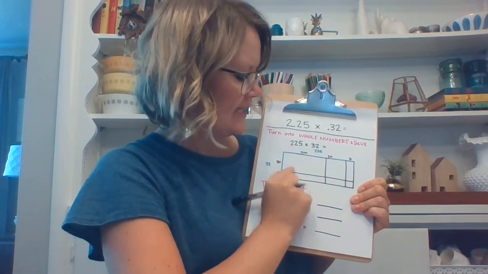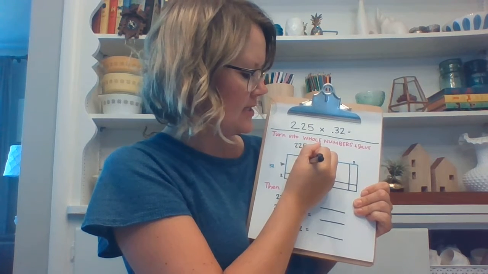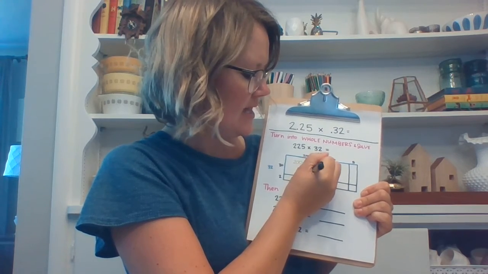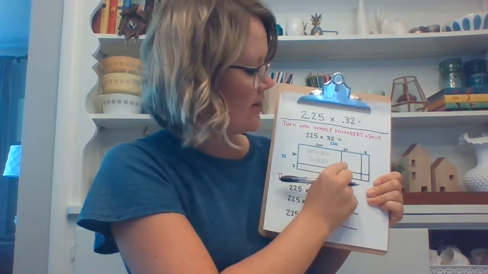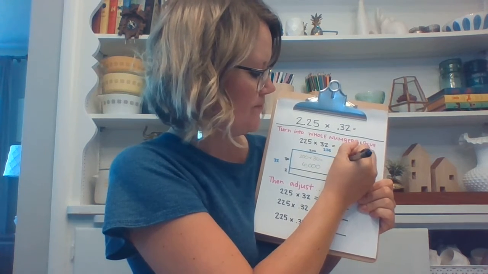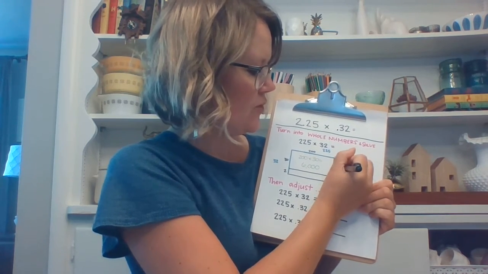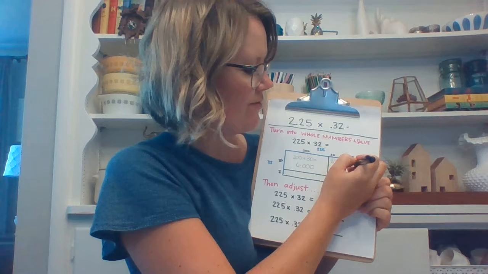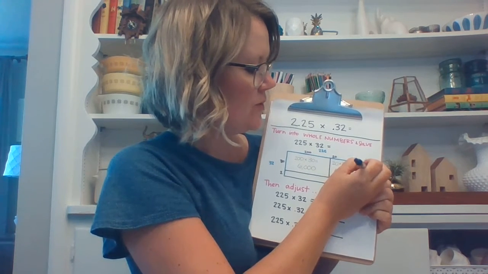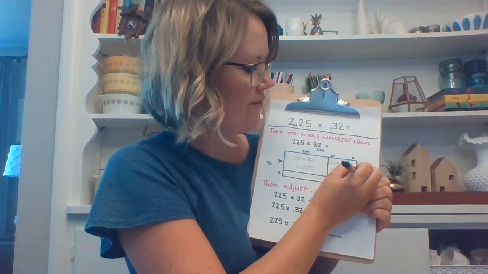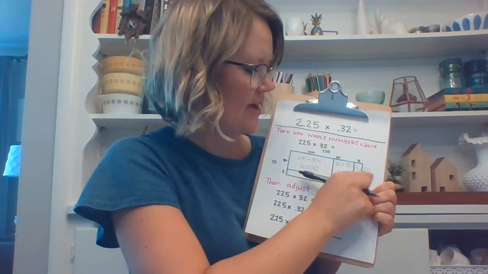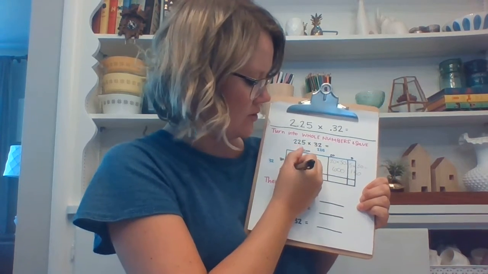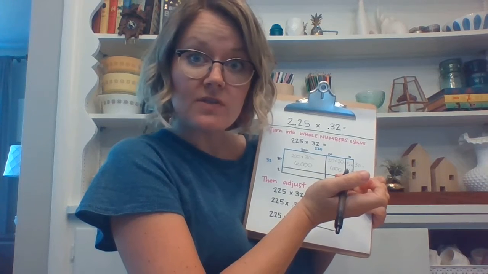So the area of this inside section would be 200 times 30, which would be 6,000. The area of this section would be 20 times 30, which would equal 600. The area of this section would be 5 times 30, which would equal 150. Okay, so now I know the area of this whole part of my yard. I did it in chunks. Could also do it down here. Now, you could use the standard algorithm to do this as well.